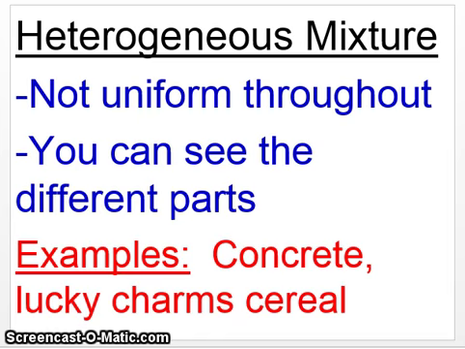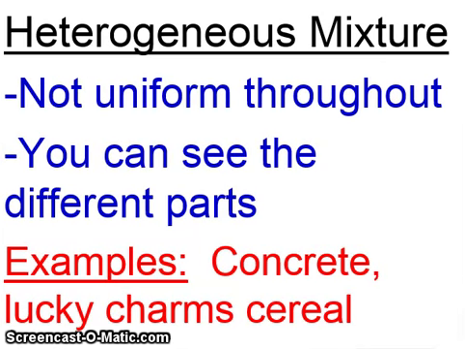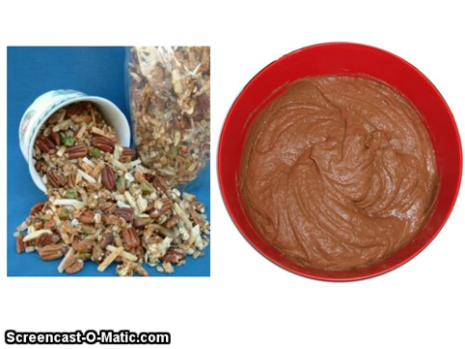Now when we get to heterogeneous, it's different. You can see chunks, you can see some inconsistencies, you can see the mixture has bits and pieces of one thing in one part of the sample, and the other part of the sample it looks entirely different, or maybe smells or feels different. So we got some examples of concrete and Lucky Charms and other types of food. For a couple of pictures here. Here we show a heterogeneous mixture of nuts that has been homogenized. So it is possible to change something from heterogeneous to homogeneous by blending it.